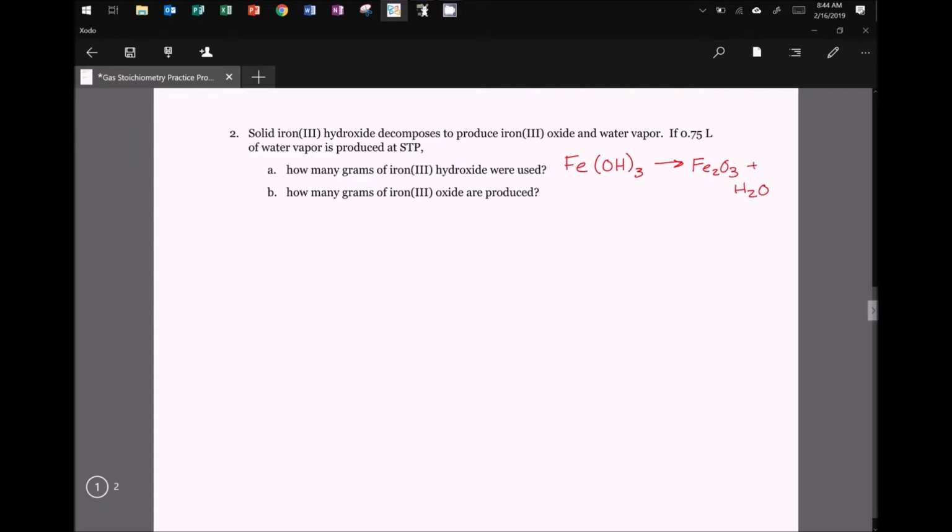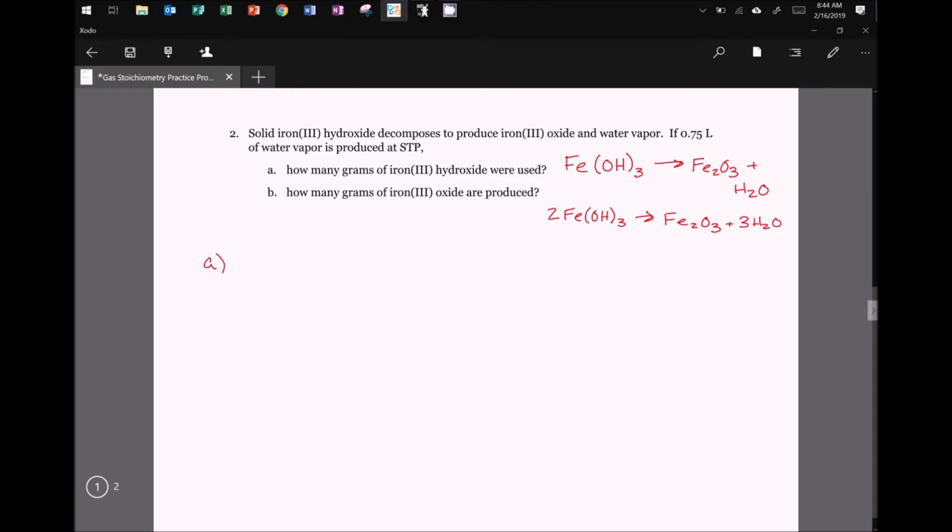Okay, now I went ahead and balanced this ahead of time. So I'm going to write out my balanced equation. 2Fe(OH)3 yields our iron 3 oxide and 3H2O. Right. So part A is asking for how many grams of iron 3 hydroxide were used.